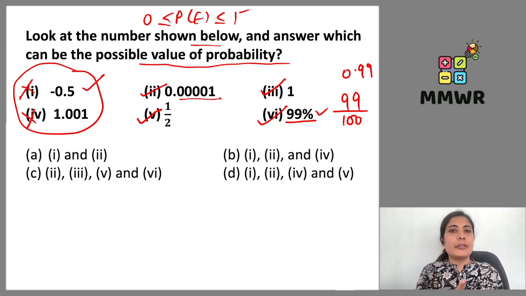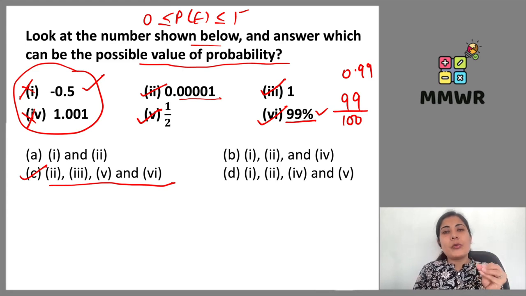So second, third, fifth, and sixth. Second, third, fifth, and sixth, I am getting in option C. So option C shows all correct values of the probability, right? We can never have the probability as option 1 and 4 because option 1 is lesser than 0 and option 4 is greater than 1. I hope it's pretty easy to find out the probability.